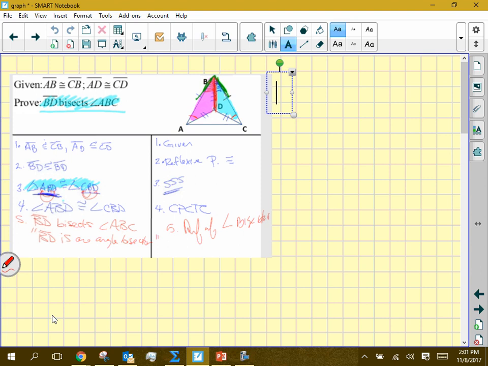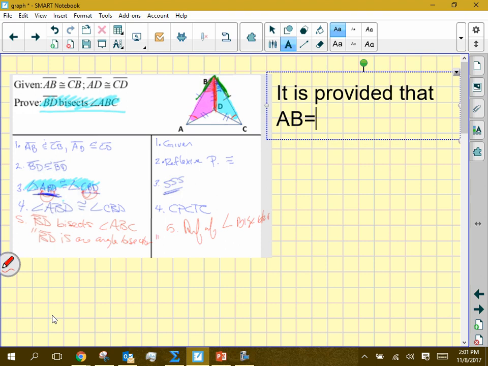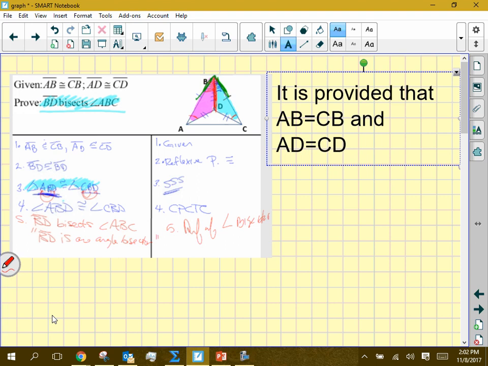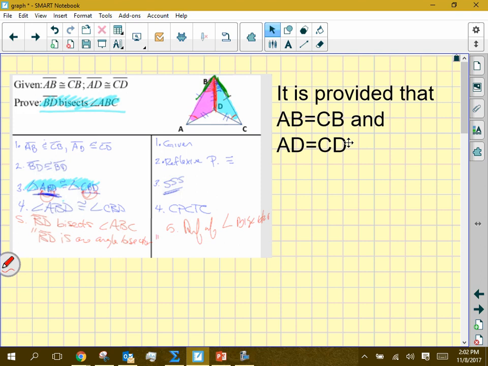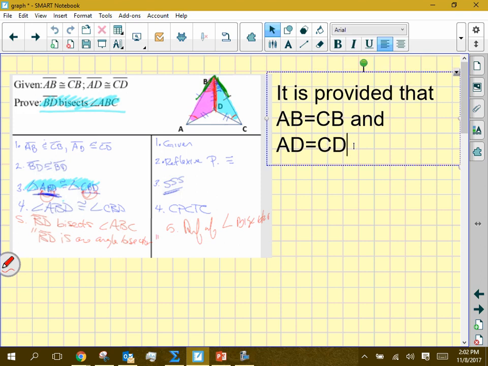I'm going to write something to the effect of, let's say, it is provided that AB is congruent to CB, AD is congruent to CD. I want to be kind of grammatically correct here, so I'll write "and" instead of a comma. When I say it is provided, what's another word for that? Given. If you wanted to use the word given, that's fine. It is given that AB is congruent to CB and AD is congruent to CD.